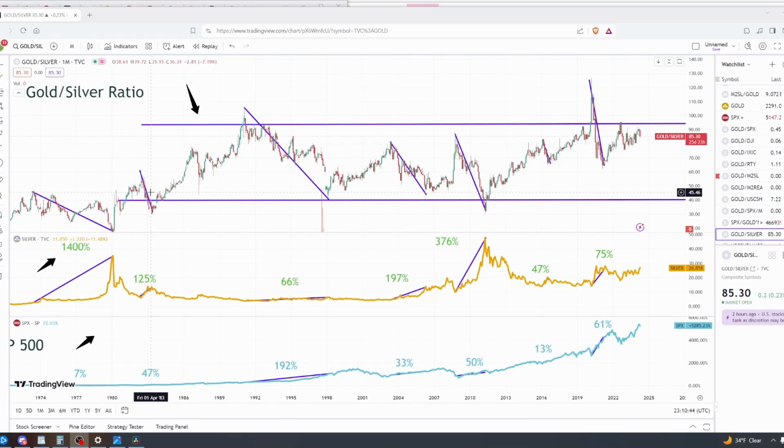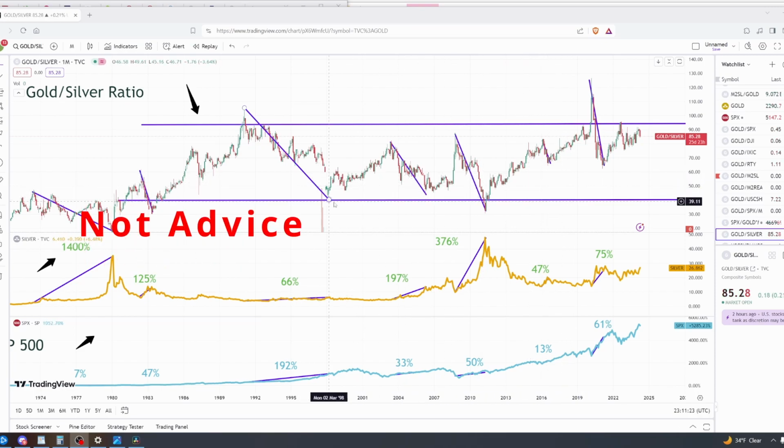Now you might be asking, what do I do with this information? What I might do is consider buying silver or silver equities when the ratio is up at 85 to 90, up in this area, and consider selling silver or silver equities when it comes back down into this area.